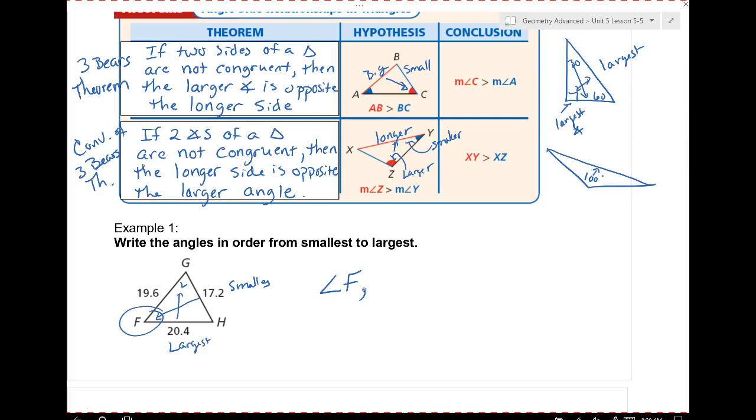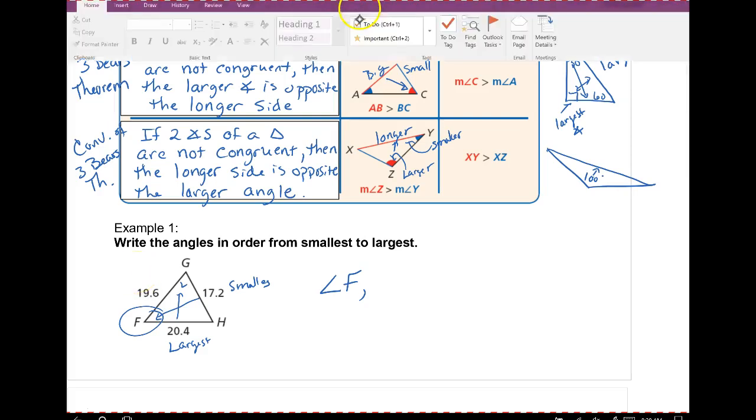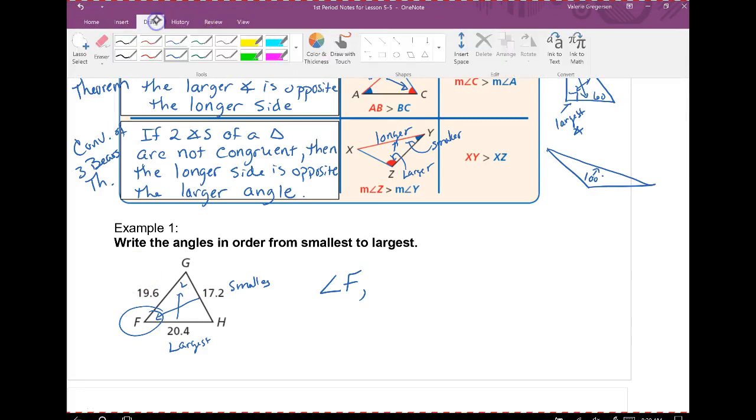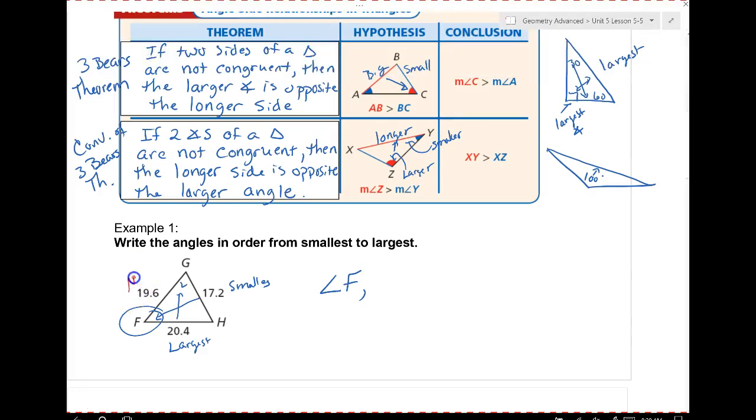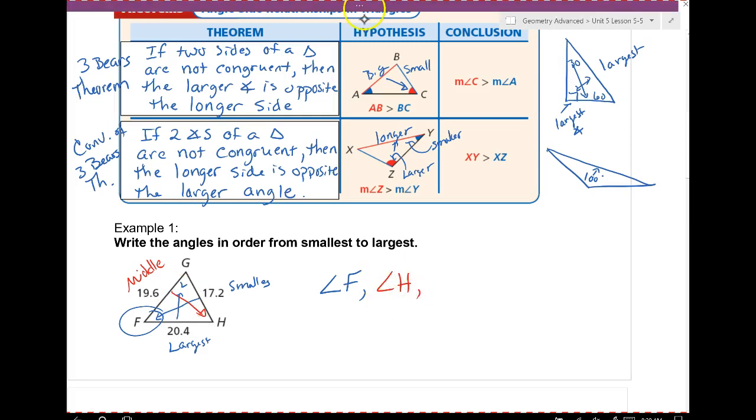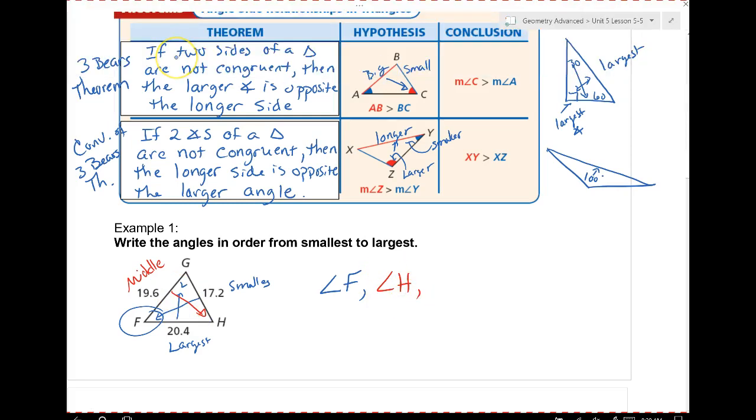Okay, where's Mama Bear? Where's the middle side? Yeah, isn't that going to be 19.6? So isn't this the middle one, or Mama Bear? What angle is opposite that? Angle H. And then we have our Papa Bear, so we're just going to go back to blue, which is our largest one, angle G.